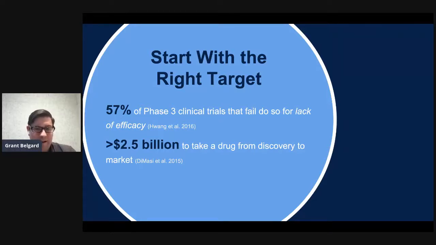There are estimates that it costs over $2.5 billion on average to take a drug to market, considering all the failures that have to occur for a success.